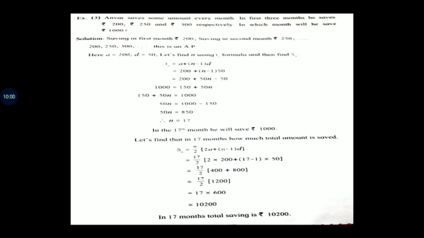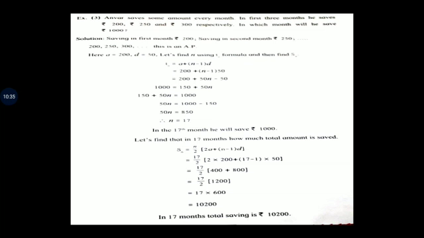So what type of equation will you get? 200 plus 50n minus 50. So 200 minus 50. Now T of n is 1000, so 1000 equals 200 minus 50, that is 150, plus 50n. Now 1000 minus 150 is 850. So 50n equals 850. Therefore the value of n is 850 by 50, so you got n as 17. So in the 17th month he will save rupees 1000.